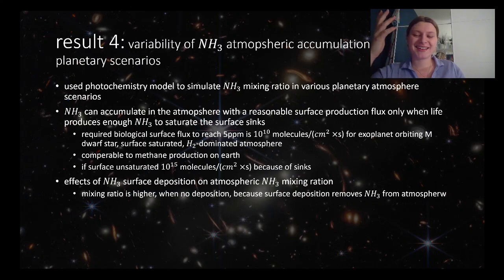The other side is that when the surface is unsaturated, it needs much more NH3 production so that the sinks are saturated, and then they came to the required biological surface flux. It came up to 10 to the power of 15 molecules per centimeter squared times s. The other thing they found out was that the NH3 surface deposition has an effect on the atmospheric NH3 mixing ratio. The mixing ratio is higher when there is no deposition, because the surface deposition removes NH3 from the atmosphere.